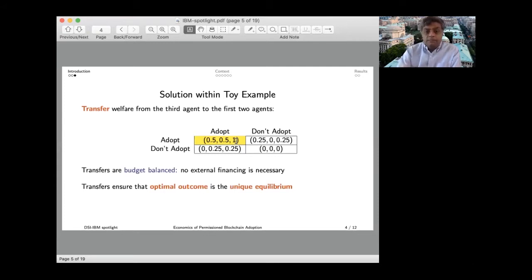Everybody is better off compared to the unique Nash equilibrium, which is 0, 0, 0. And this time around, you end up getting to an equilibrium that is better for everybody. But this was possible only because there were transfers involved. There were contracts between the various entities that are involved in this blockchain decision. So we need some sort of transfer mechanism in order to make adoption of the blockchain socially optimal.